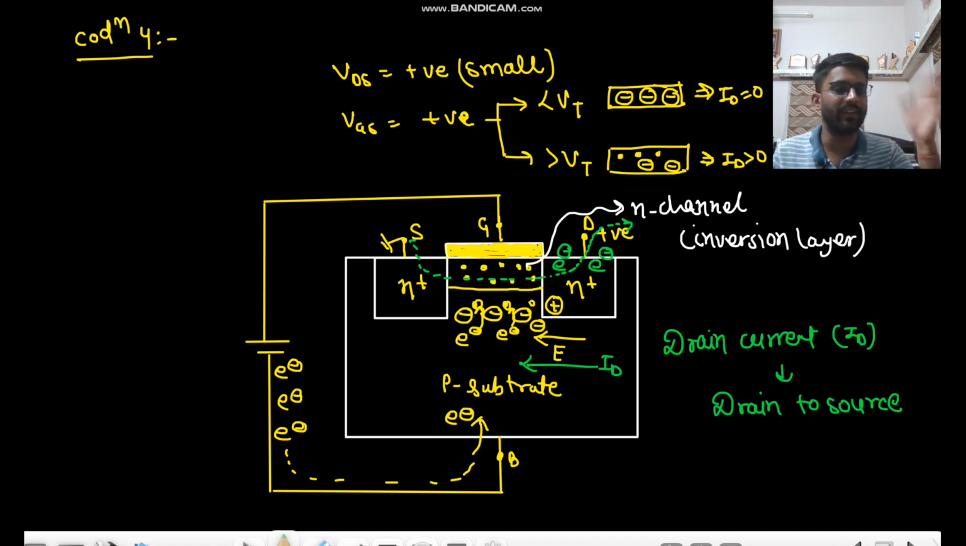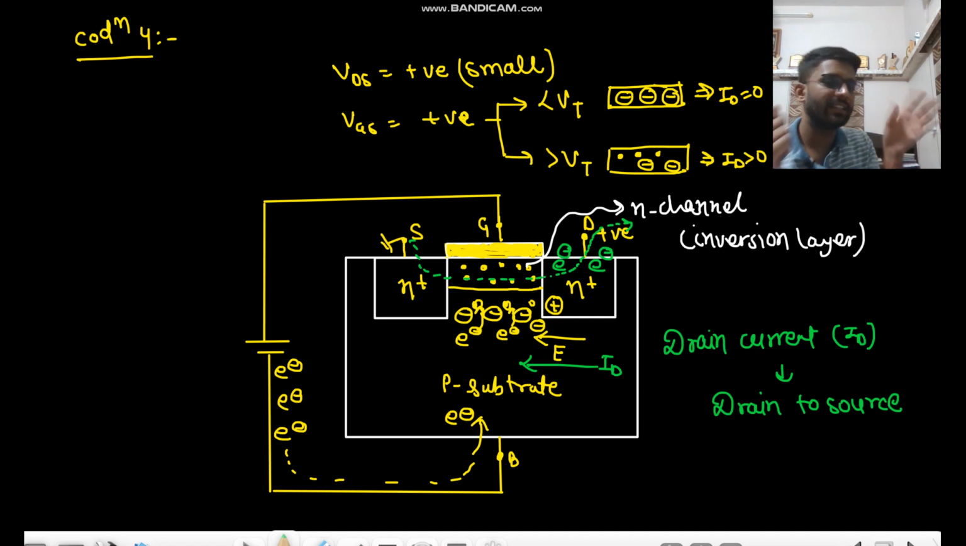Now we have applied VDS. What VDS will do? Two phenomena that I have told. One is that it will make the depletion layer. The depletion layer will create the electric field in this direction, and that electric field will attract the electrons in this direction. And because electrons are getting attracted in this direction, the current will flow in this direction.